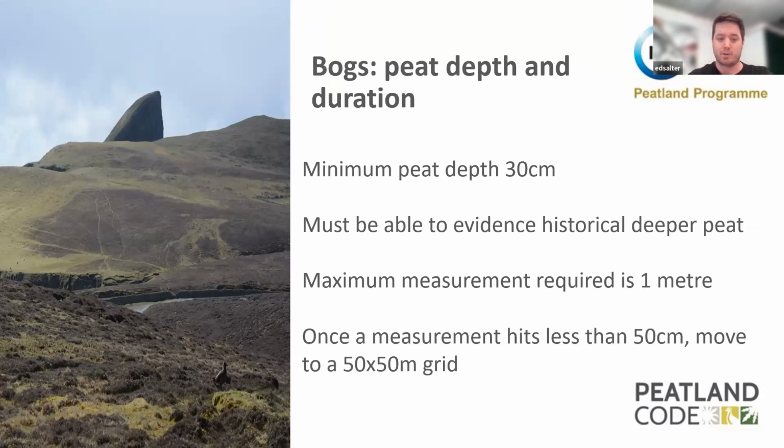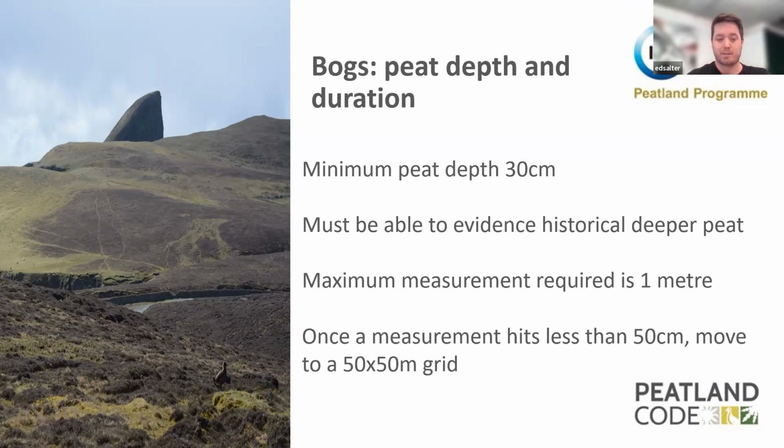So changes for bogs, where minimum peat depth was once 50 centimetres, it can now be as low as 30 centimetres, provided you evidence that the peat between 30 and 50 centimetres used to be deep and it's part of an area of deep peat. So it can't be continuous shallow peat.